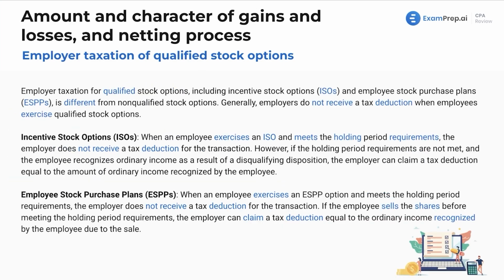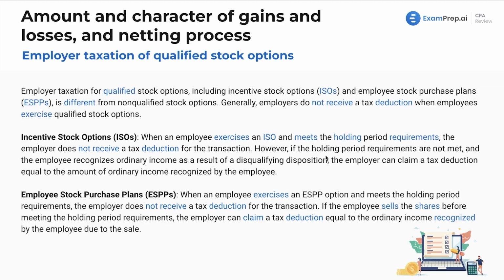Next up, employer taxation of qualified stock options. Well, we've got our 2 types again. This is different from non-qualified stock options. Generally, employers do not receive a tax deduction when employees exercise qualified stock options. For ISOs, when an employee exercises an ISO and meets the holding period requirements, the employer does not receive a tax deduction. So sorry. Very sad.